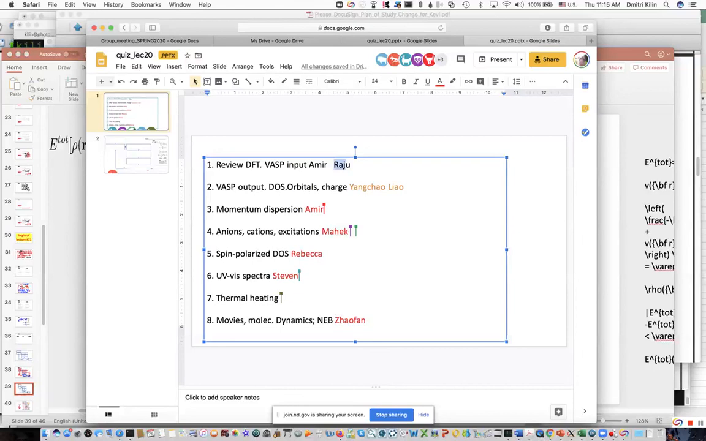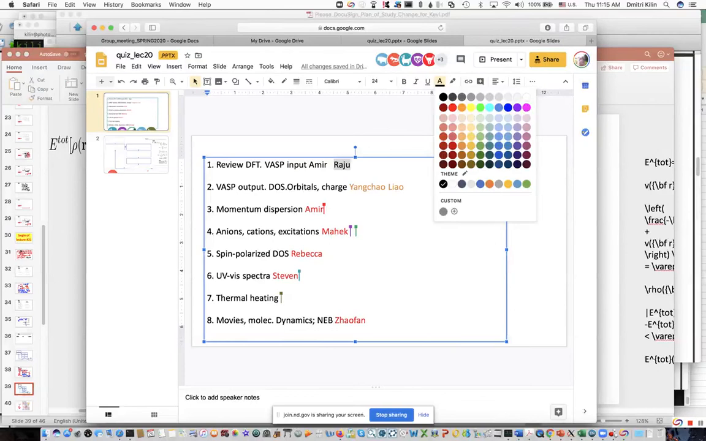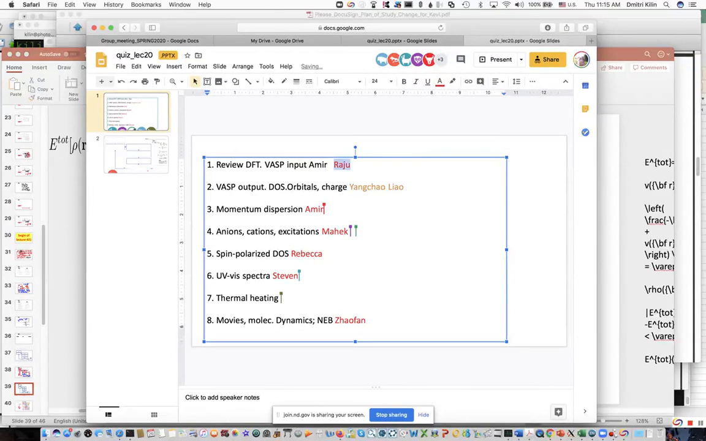So, do we have only 7 people today? I think Salim is not here. Okay, then thermal heating waits for Salim. Candidates for thermal heating are Salim and Gvender.